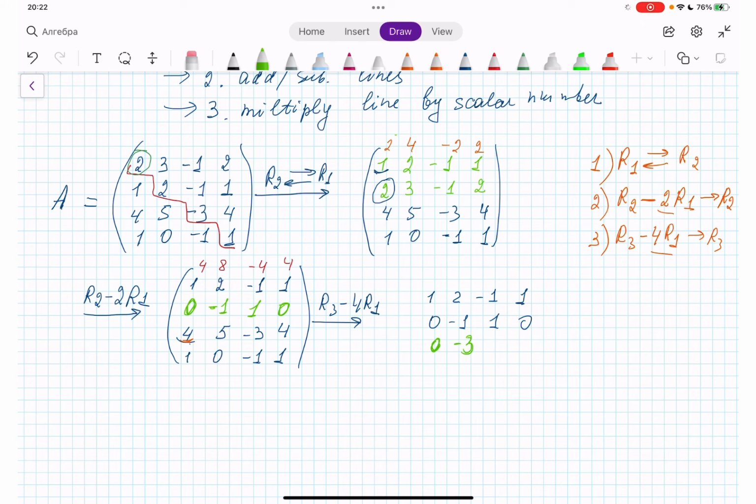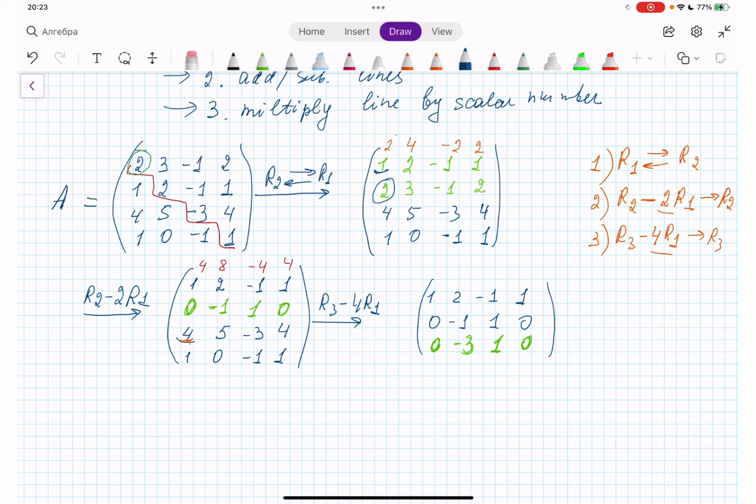Next, I'm going to take negative 3 minus negative 4. It's going to be negative 3 plus 4, and the result is going to be 1. And doing 4 minus 4, which gives me 0.